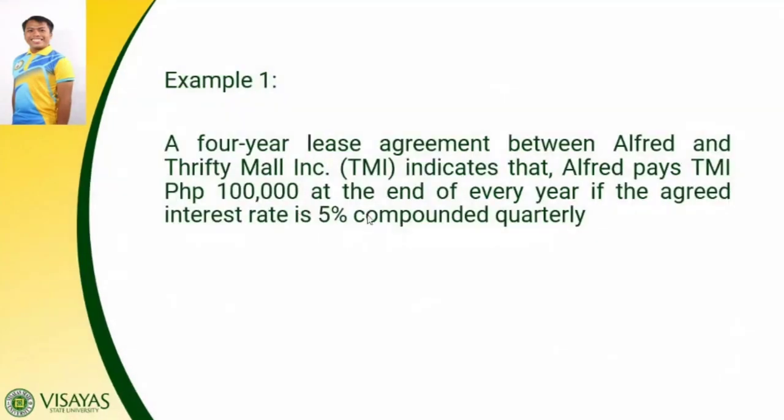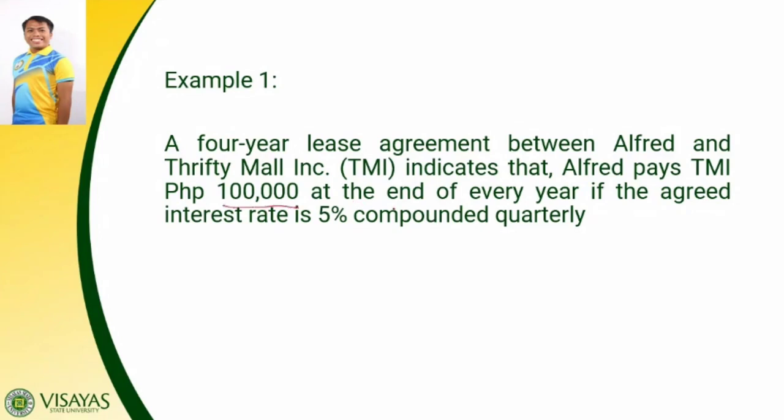Now, for an example, we have here a problem that says a 4-year lease agreement between Alfred and Thrifty Mall Incorporated, or TMI, indicates that Alfred pays TMI an amount of 100,000.